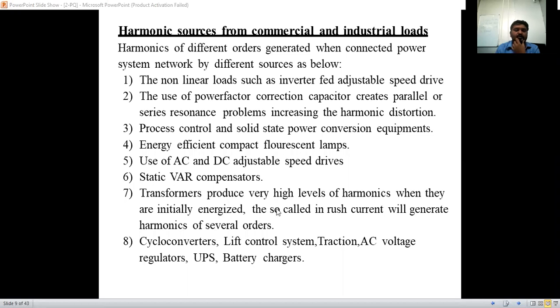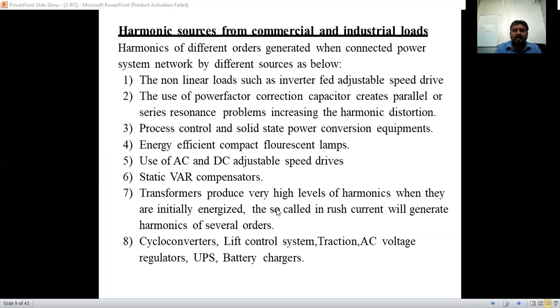Next, transformers produce very high levels of harmonics. After manufacturing, transformers have to be tested while installing, and after testing they are installed. During the installation and erection of the transformer, it will produce very large harmonics. A high level of harmonics is produced at the initial energization of the transformer. So transformers produce very high levels of harmonics when they are initially energized, the so-called inrush current, which generates harmonics of several orders.